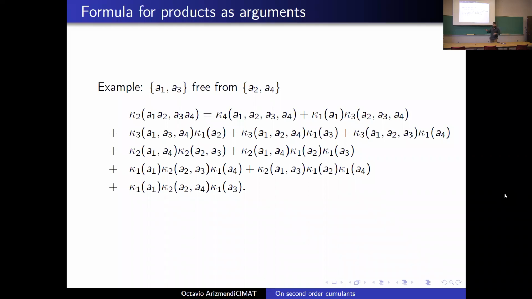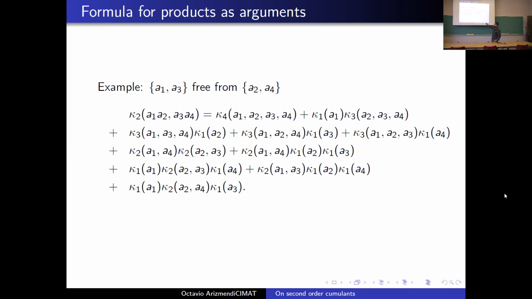So I need to consider all the partitions such that one of the blocks connects A1, A2 with A3, A4, meaning that one block should be in the third or fourth entry and in the first or second entry. For example, I can take the whole partition, A1, A2, A3, A4. So the point is I can get a formula of the joint moments in terms of the individual joint cumulants.